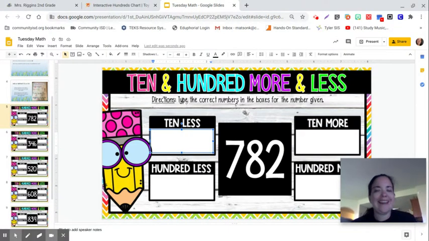Okay, guys, you might be thinking, Miss Riggins, how can we use a hundreds chart to help us with something that's beyond 100? That's a great question. I want you to be thinking about that for a second. How can I use a number that's beyond 100 on a hundreds chart? Well, I'm going to tell you a secret. We can just focus on the tens and ones place first, and then we'll look at the hundreds place. So if you pretend that 7 isn't even there in the hundreds, what number do we have? Yeah, we have 82. You guys are so smart.